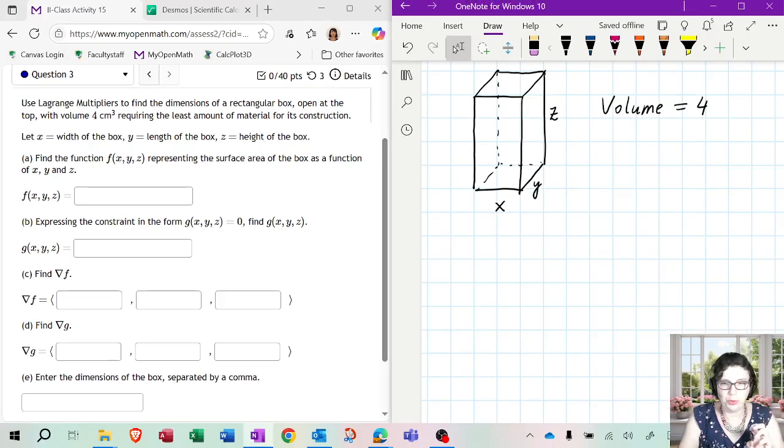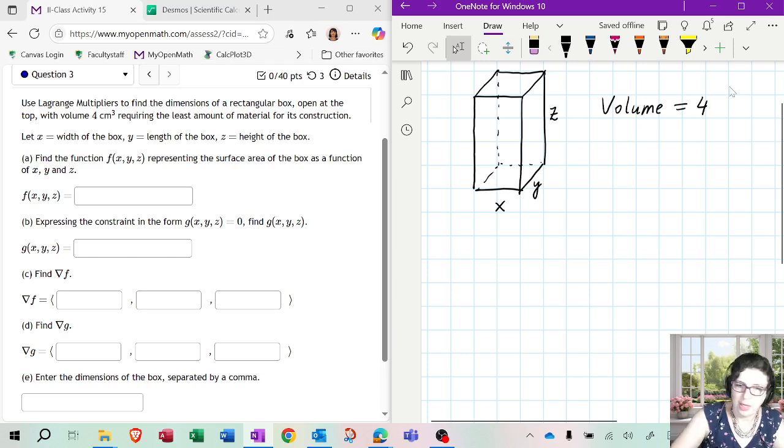So that's what people don't understand. And it's really usually half of my students, 50% of them will say that it's the other one. Okay, so anyway, what's my function f? f is the surface area.